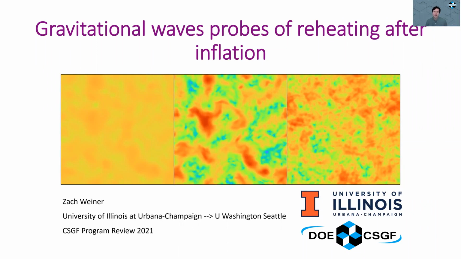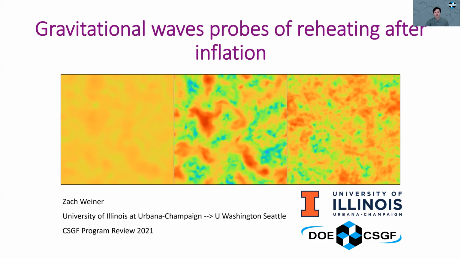I'm Zach Weiner. I've been getting my PhD in physics at the University of Illinois Urbana-Champaign. As of recording, I actually just defended my PhD a week ago, and we'll be moving on to a postdoc at University of Washington in Seattle, which I'm really excited about. And I'm also excited to tell you about some of the work of my thesis, which was trying to use gravitational waves to learn about the reheating of the universe after inflation.